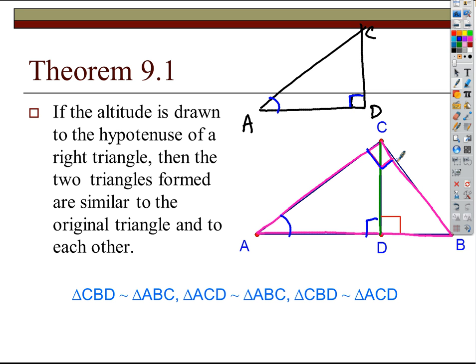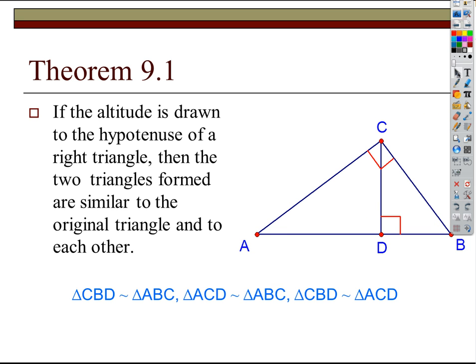We could do the same thing with this little guy on the right also. If I were to pull him out of there, so let's pull him up there. So that's B, that's D, and that's C. What angle do they share? B. They share B, don't they? So B has to be congruent to itself. And then they're also both right triangles. So we can agree, all three of those are similar to each other, right?